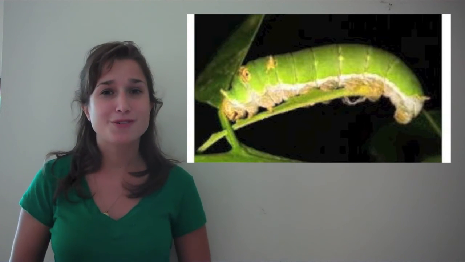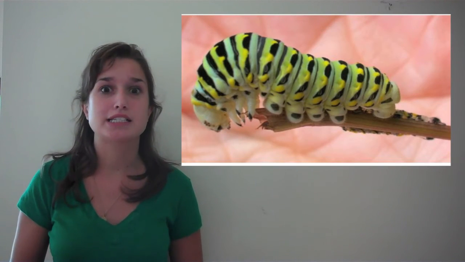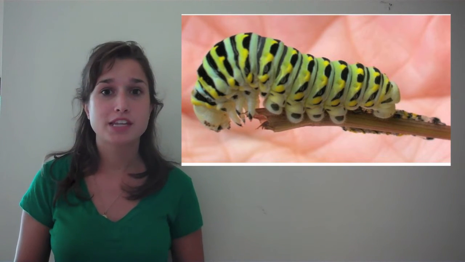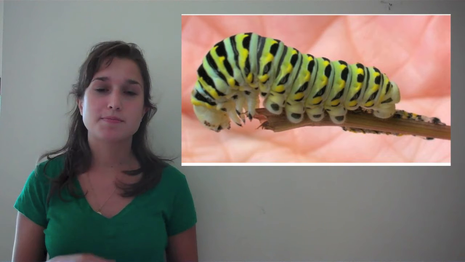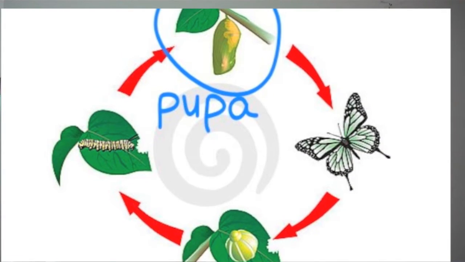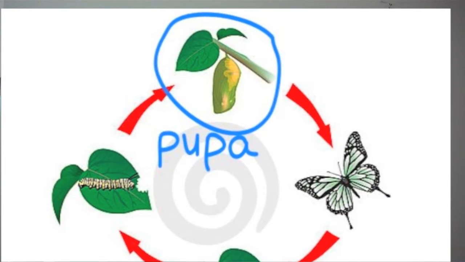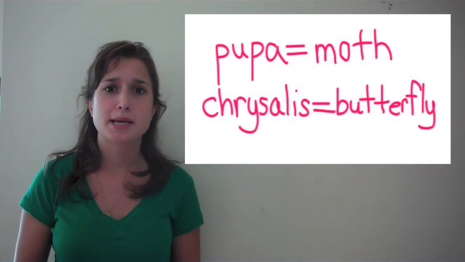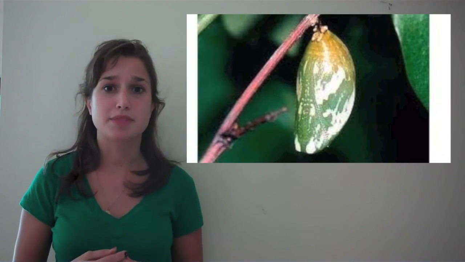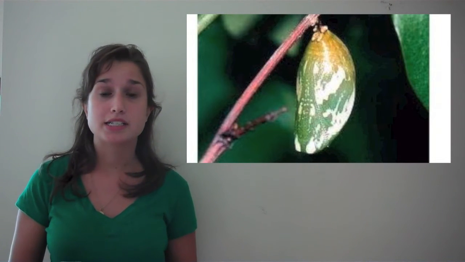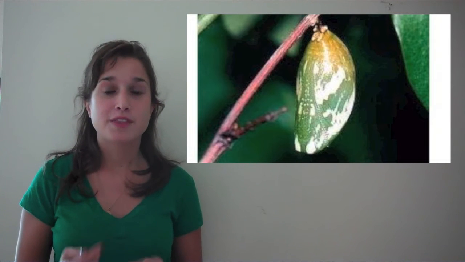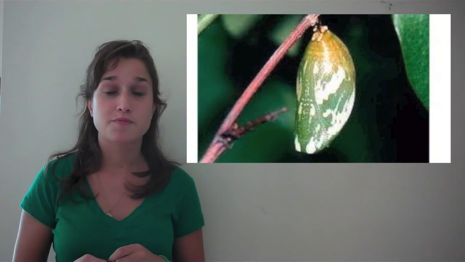Now, after the caterpillar eats lots of leaves and plants and some fruit, it becomes the pupa or chrysalis. Now the pupa is for moths and the chrysalis is for butterflies, but they're pretty much the same thing. What happens is the caterpillar spins silk all around itself and hangs from a leaf.